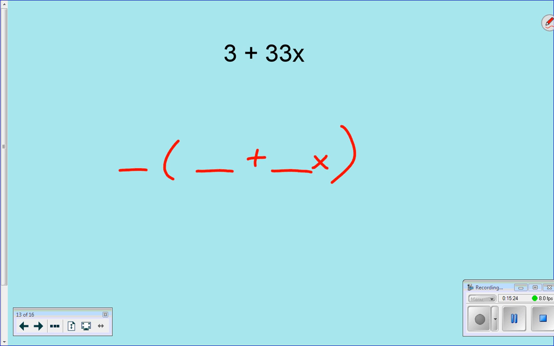What do they share? 3. So it'll be 1. Should look like that. Yeah, that's fine. Nope, the x has got to stay with whatever. It should be 3 and then 33x. You can't put the x with this because that would change this then.